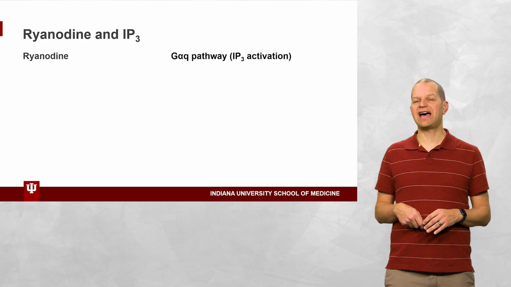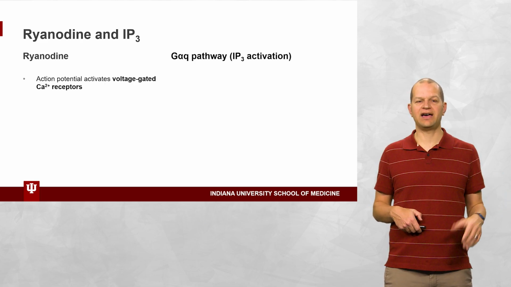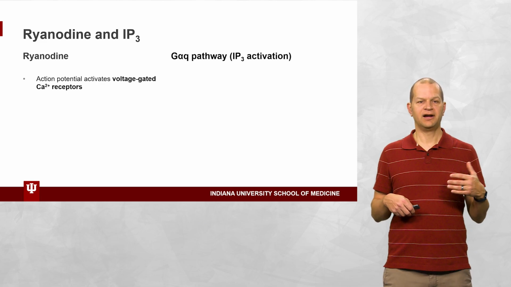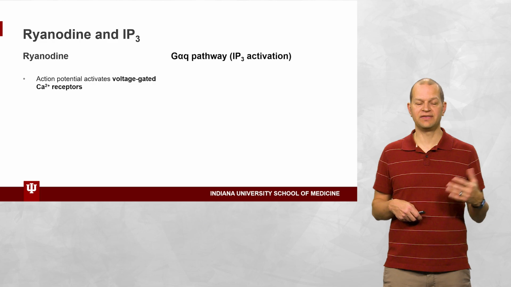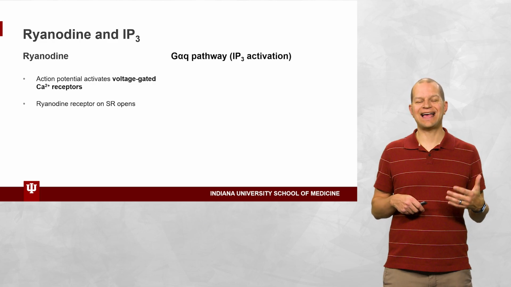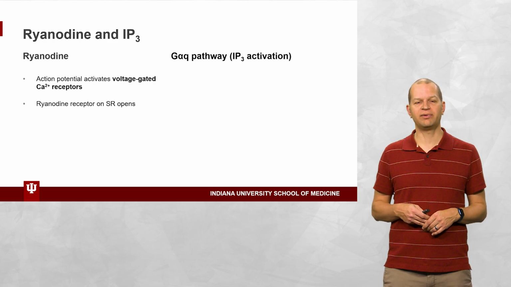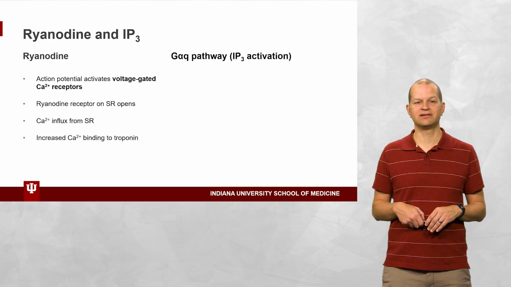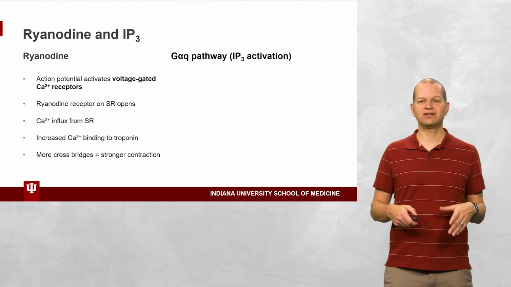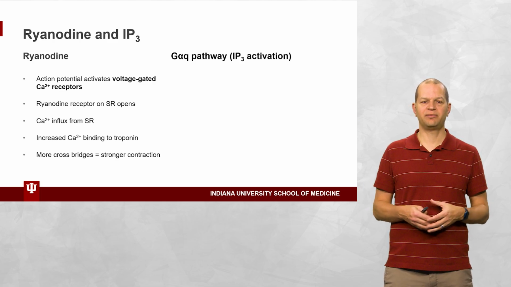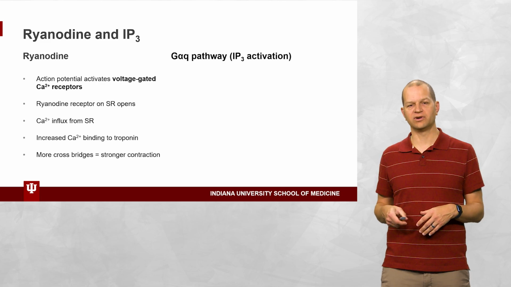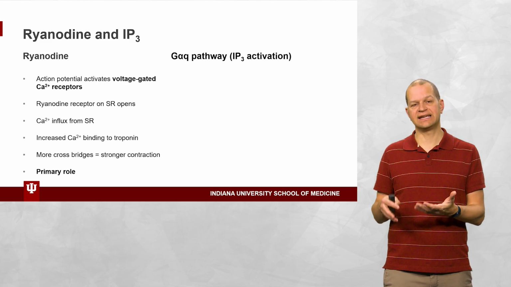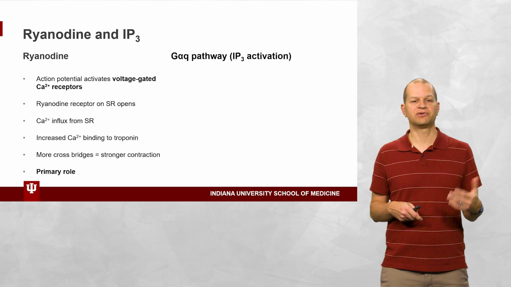So let's review these pathways really quickly. So the ryanodine pathway, action potential activates those voltage-gated calcium receptors that are on the DHP, or on the T-tubule. Okay? Ultimately, this activates ryanodine receptors on the sarcoplasmic reticulum. Calcium leaves the sarcoplasmic reticulum and enters the sarcoplasm. Okay? Calcium binds to troponin. Actin and myosin are able to bind, forming cross bridges, more force. This is the primary pathway to get calcium to ultimately help with cross bridges.